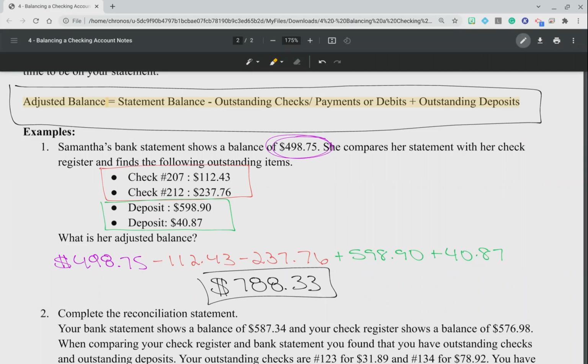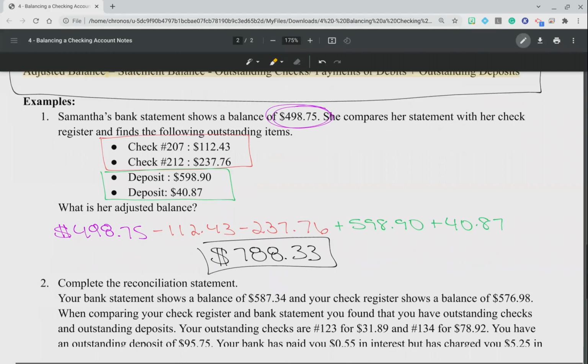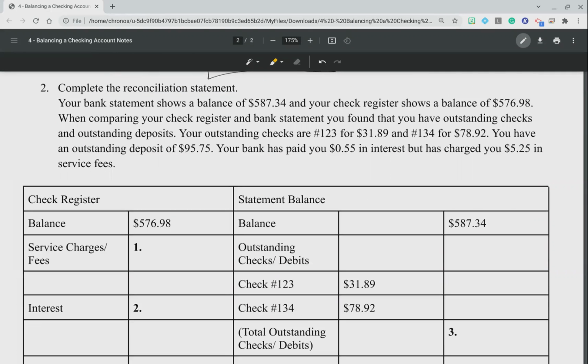All right. Reconciliation statement. Your bank statement shows a balance of $587.34. Your check register shows a balance of $576.98. Okay, so notice that these are not the same. That's a problem. When comparing your check register and bank statement, you found that you have outstanding checks and outstanding deposits. So again, just things that are not on that statement.